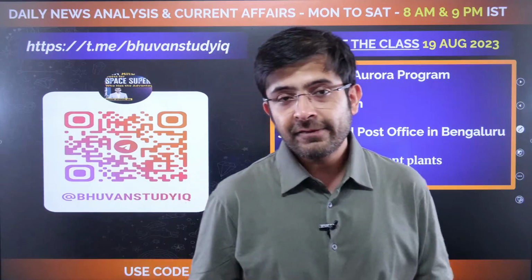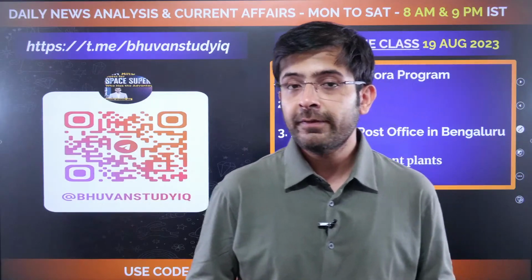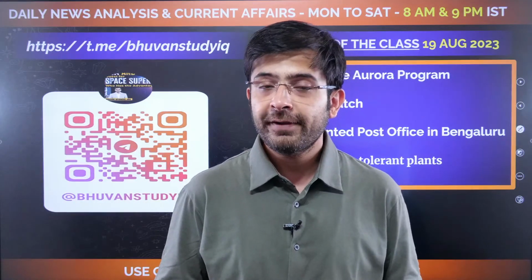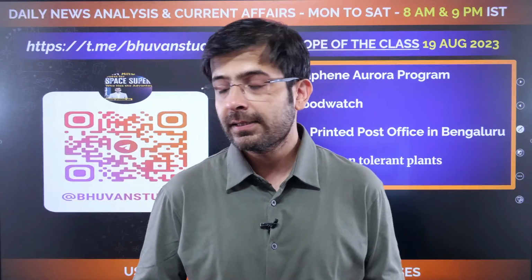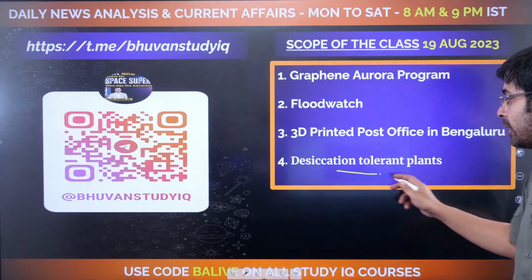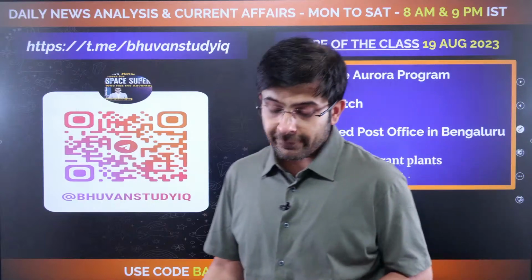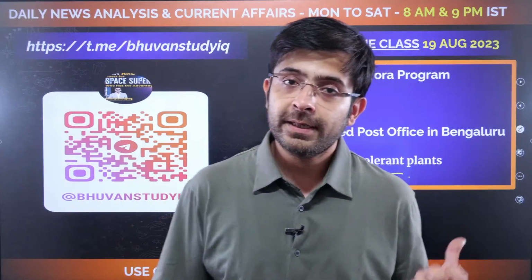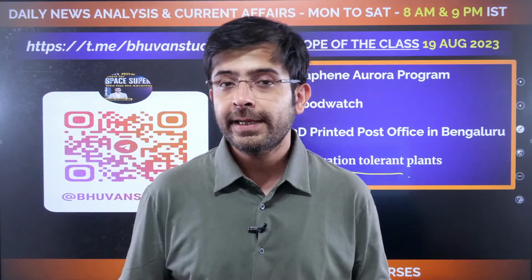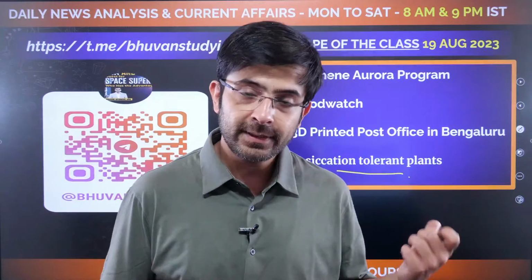All right. And thereafter, the last topic is what we'll basically be revising, what we have done previously, in fact, is the desiccation tolerant plants, which are primarily found in India. When you consider the desiccation tolerant plants, you are considering the area of Western Ghats. Okay, so this is a revision.